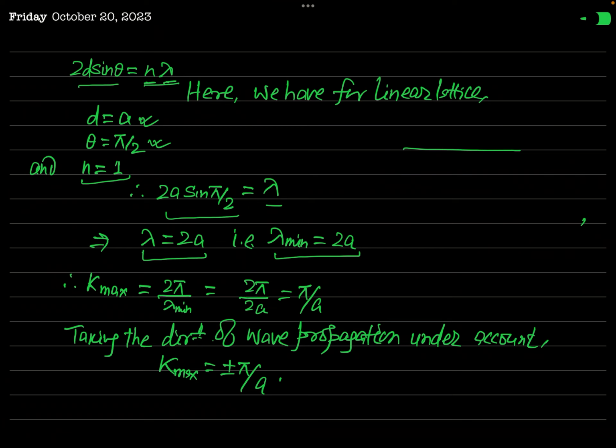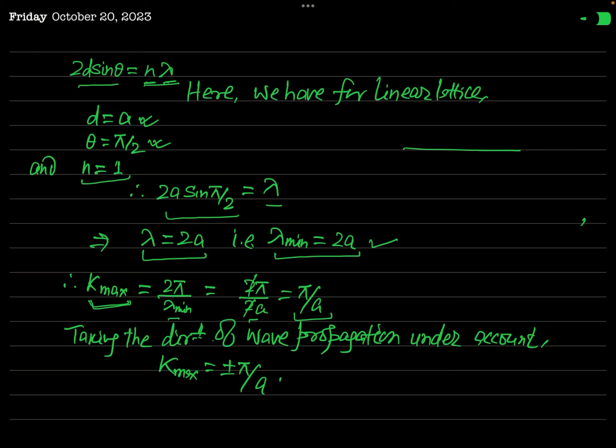Now, once you know the value of minimum lambda, you can find the maximum value of k, because you know k is equal to 2 pi over lambda. So if your aim is to find the maximum value of k, you have to put here lambda minimum, then you will get k maximum. So k max is equal to 2 pi over lambda minimum. But lambda minimum, you have seen, is equal to 2a. So in place of lambda minimum I have substituted 2a. Now this 2 and this 2 will cancel out, and your result is pi over a.